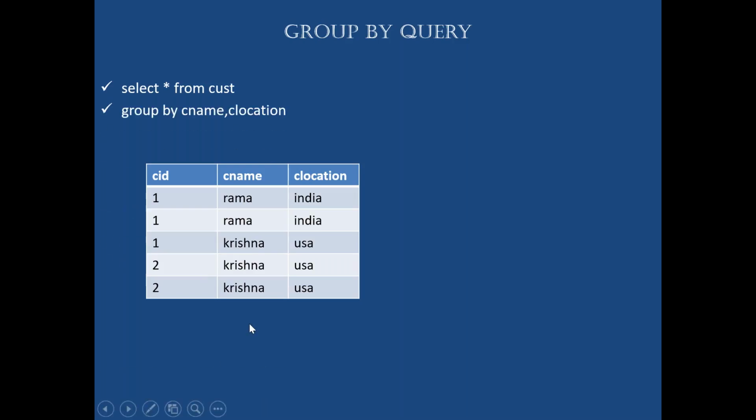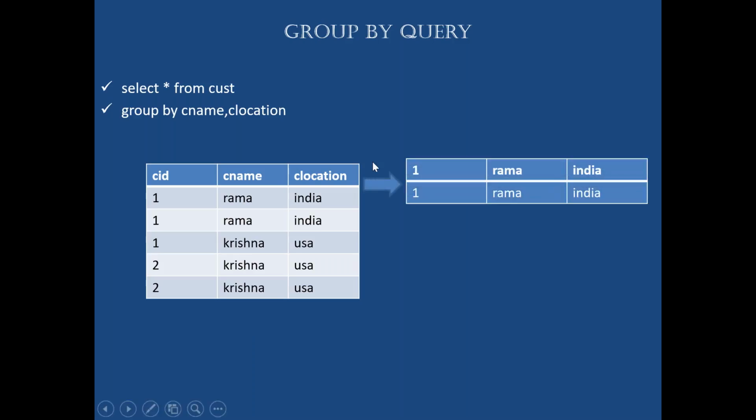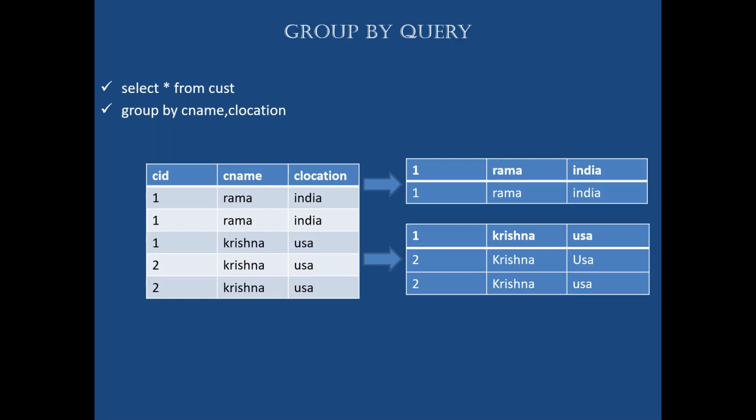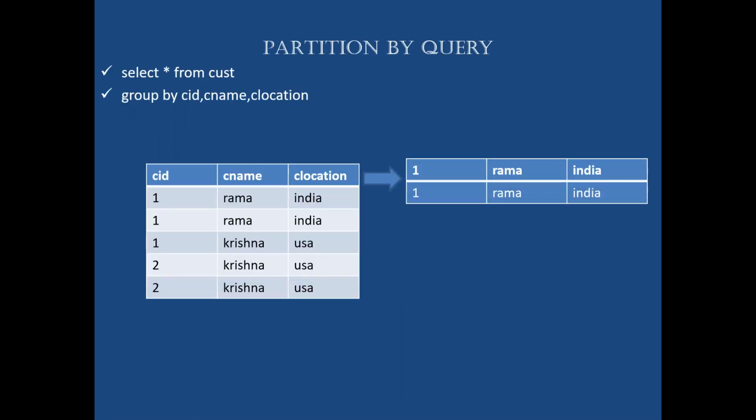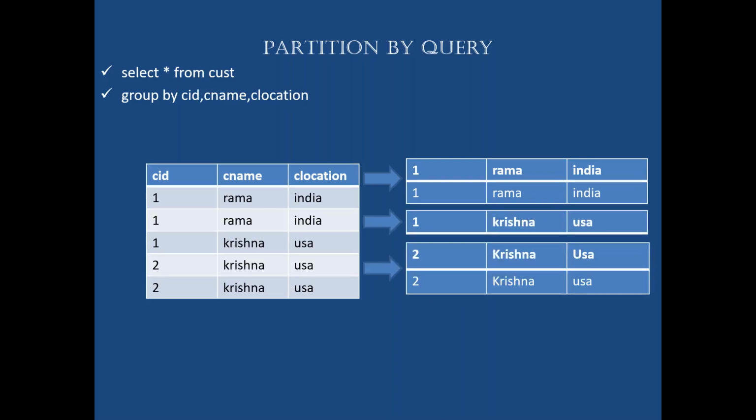So basically the first group is one Rama India. Sorry, this is a little bit different. I said group by CNAME and C location, that's why the result came like this. Let's say group by CID, CNAME, C location. In this case, one Rama India, one Krishna USA, two Krishna USA. Three groups will come when you say group by CID, CNAME, C location. Clear?